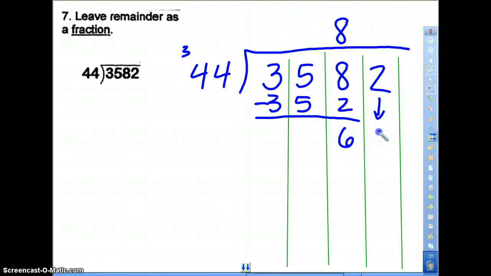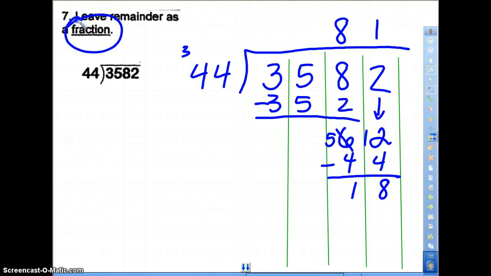Bring that down. Okay? 44 goes into 62 how many times? Once. 1 times 44. Subtract. Okay, I'm going to have to borrow or carry or whatever you were taught to call it. Okay, the tendency is for kids to want to throw in a decimal point and bring down a 0. We're not going to do that. Why? Yeah, they want our remainder as a fraction.